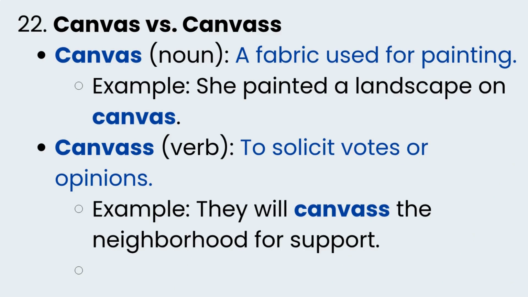22. Canvas versus canvass. Canvas, noun, a fabric used for painting. Example, she painted a landscape on canvas. Canvass, verb, to solicit votes or opinions. Example, they will canvass the neighborhood for support.